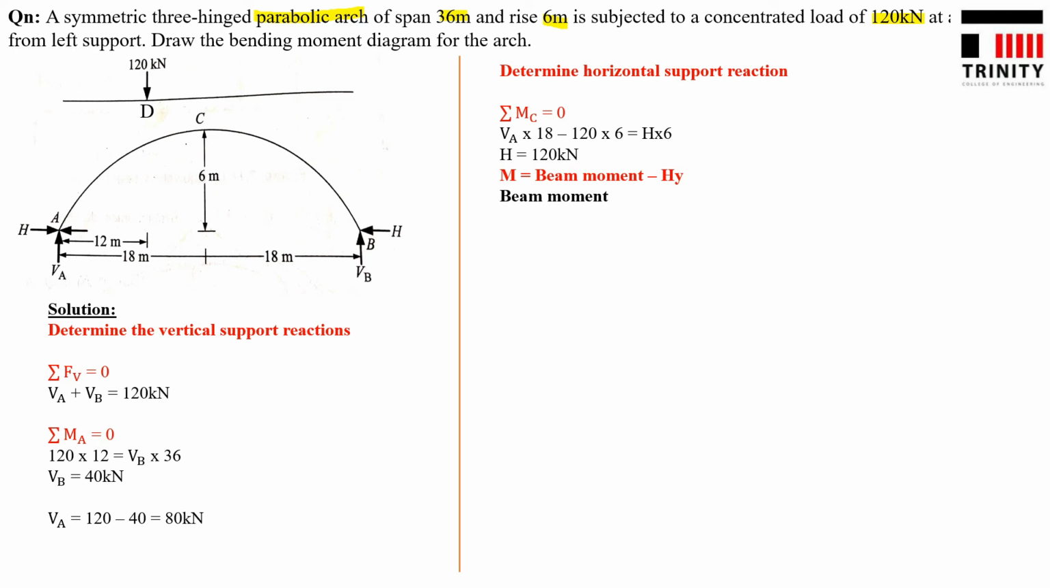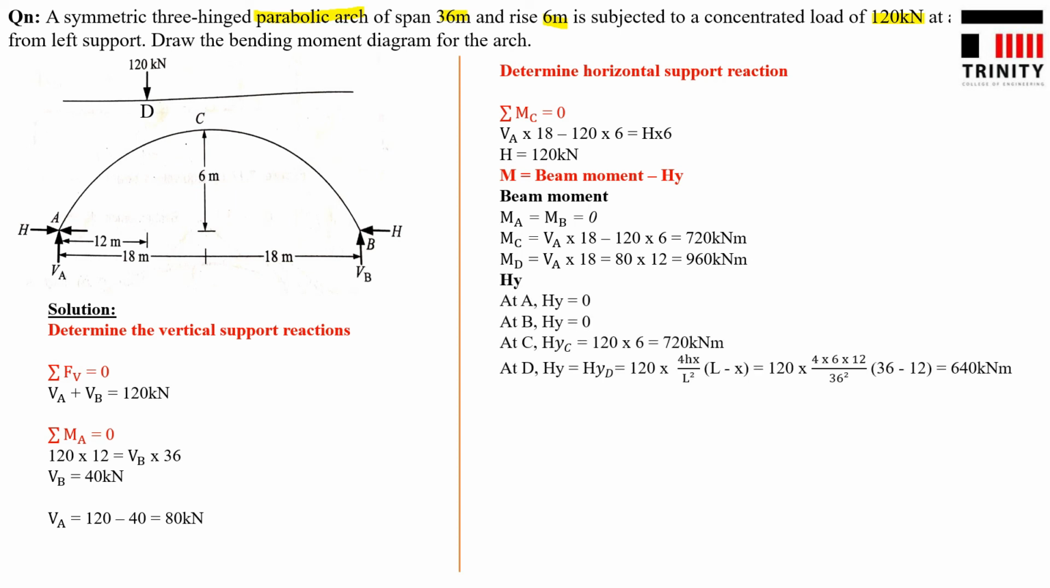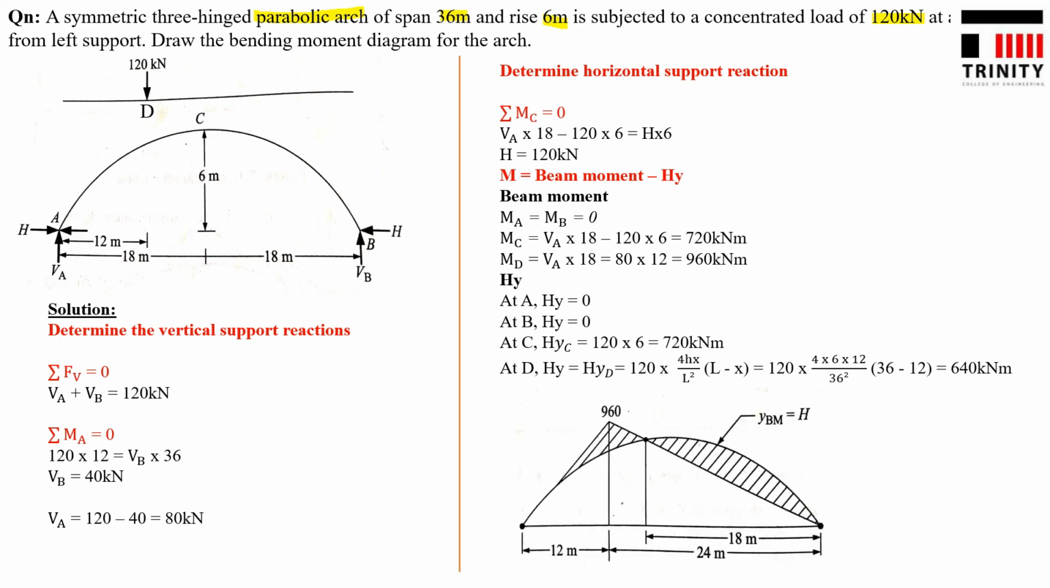First, you need to calculate the beam moment at random points. So at A and B, beam moment is 0, at C, beam moment is 720 kilonewton meter, and at D, beam moment is 960 kilonewton meter. Then find the Hy at random points. At A and B, Hy is 0, at C, Hy is 720 kilonewton meter, and at D, Hy is 640 kilonewton meter. And by plotting these values and taking the difference of beam moment and Hy, you will get the bending moment diagram for arches as shown in the figure. Okay.